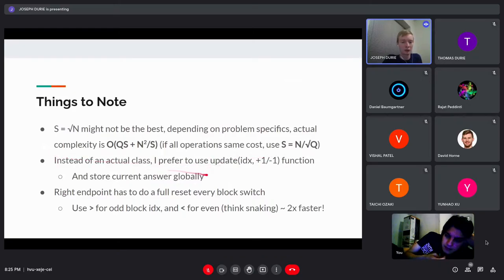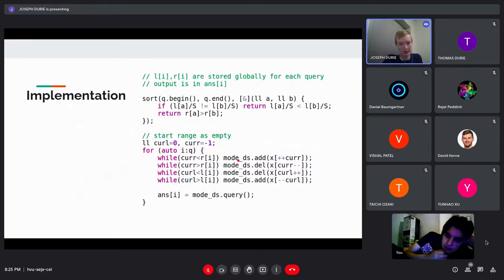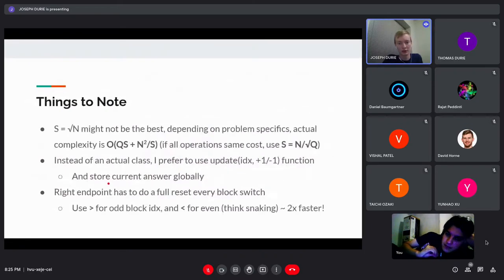Also, usually what we do is instead of an actual class, so like instead of having this mode ds.add, we usually just have a function where you do update index and then plus or minus one, where plus one indicates you're adding index, minus one indicates you're subtracting. And then you can store the current answer globally. And this is a really nice trick.